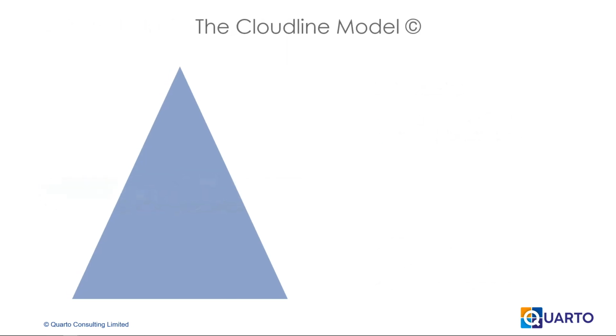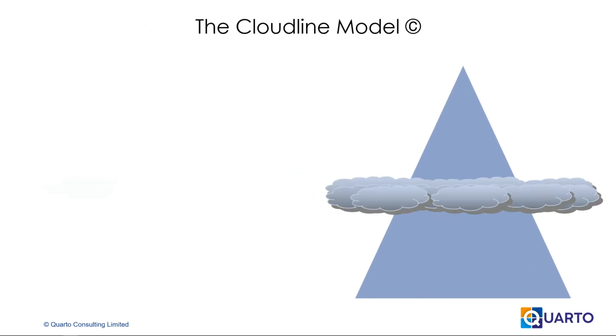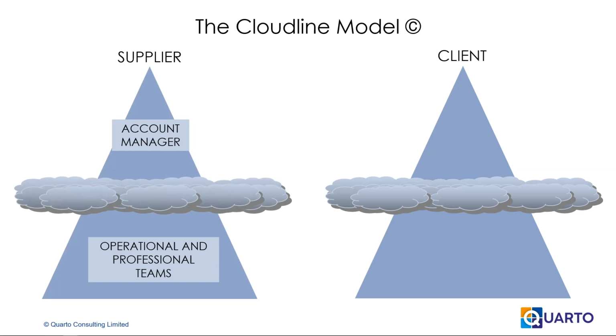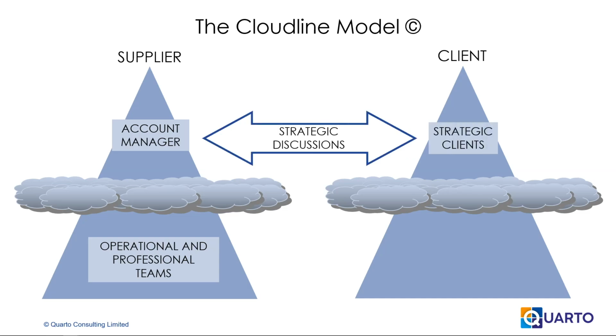So here we have a client organisation, and here's one of its supplier organisations with its large account managers and its operational professionals and teams operating both above and below the cloud line. The role of the large account manager interfaces with its strategic clients.